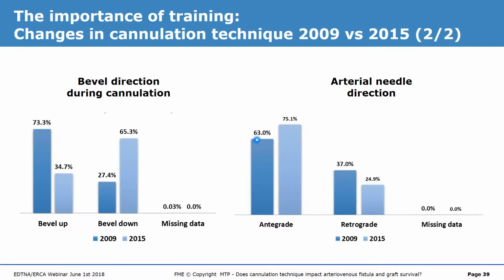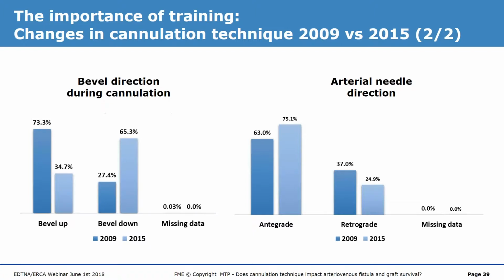The direction of the arterial needle, we were already in 2009 in a good position because it was used in 63% of the cases, but it went up to 75.1%. And of course, the retrograde direction went down. So you can see that the training was really having an impact and an effect. So we improved our cannulation procedures a lot by using a correct and adequate training program. So we should not underestimate the importance of the training.